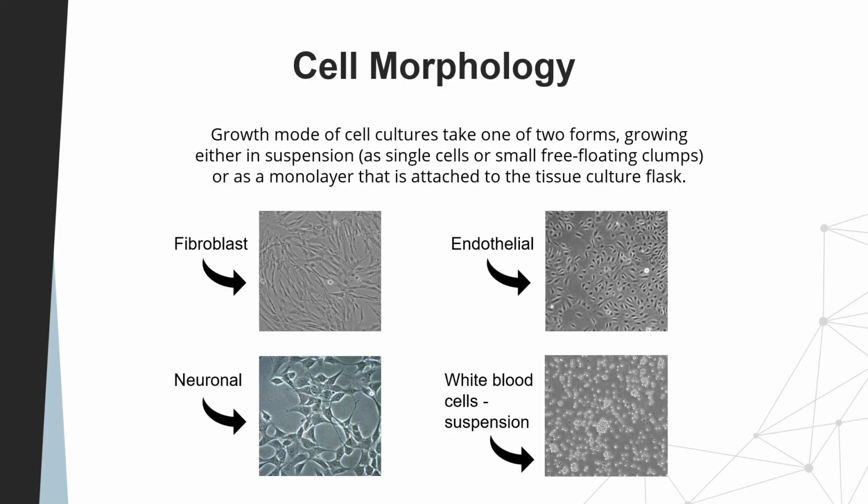So you can see here, there are a variety of cells. Some examples I'm showing here. You can see how different they look when they are actually grown in an in vitro culture system. Some of them can be grown in suspension, so they're just floating in the media, or some of them actually grow in monolayer attached to the culture flask. These are some examples of how fibroblasts, neuronal cells, endothelial cells, and also our white blood cells look like under the microscope.